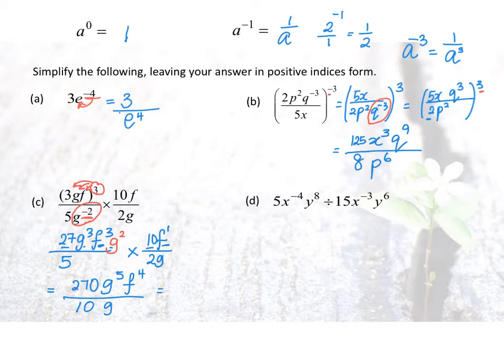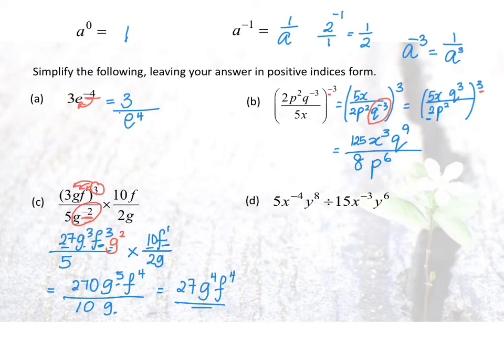270 divided by 10 gives me 27. G to the power of 5, and there's a G in the denominator. Which one has more power? Our numerator. So we are left with G to the power of 4 and F to the power of 4. So this will be our answer.